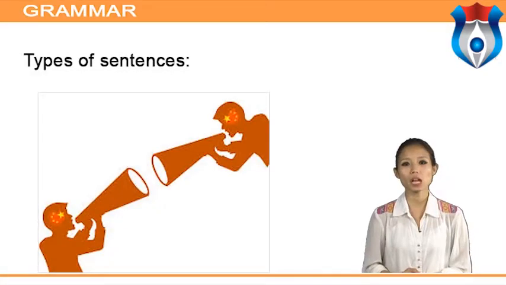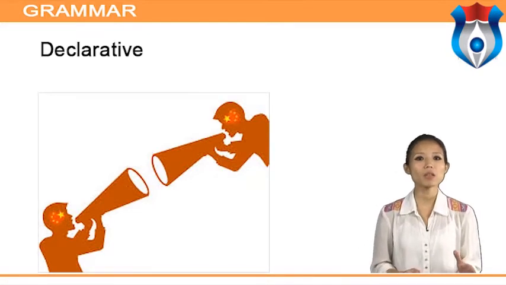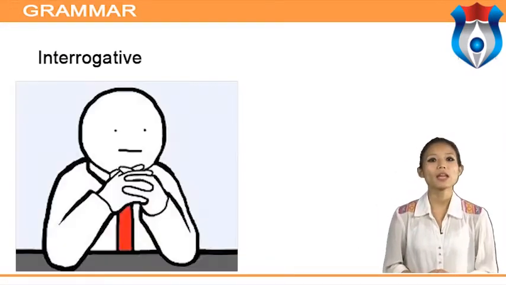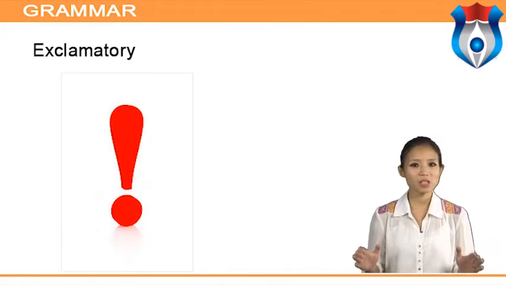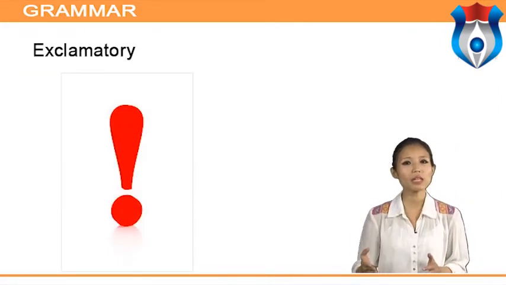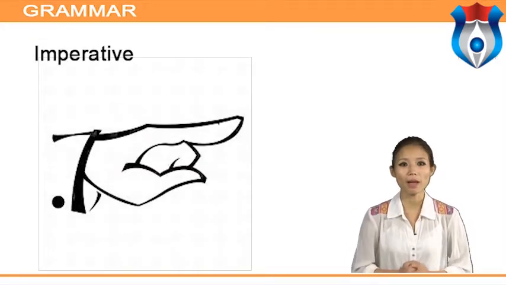The following are the types of sentences. Declarative. It makes a statement and ends with a period. Interrogative. It asks a question and ends with a question mark. Exclamatory. It shows a strong feeling and ends with an exclamation mark. Imperative. It gives a command.